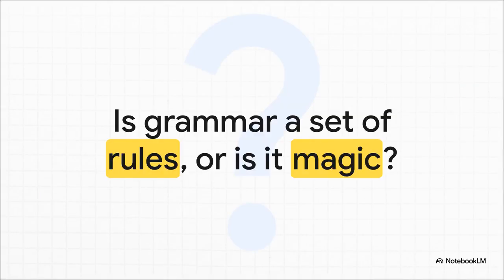Which brings me to a final thought. After seeing how all these simple little pieces can be combined to express the entire universe of human thought and emotion, you kind of have to wonder, right? Is grammar just a rigid set of rules we're forced to follow? Or is it something more? Something that feels a lot like a kind of magic that lets us build entire worlds with nothing but sound?